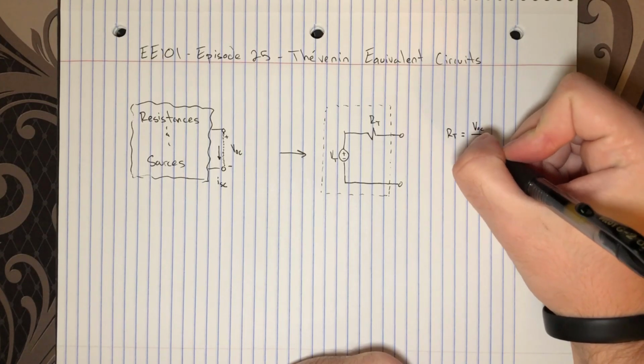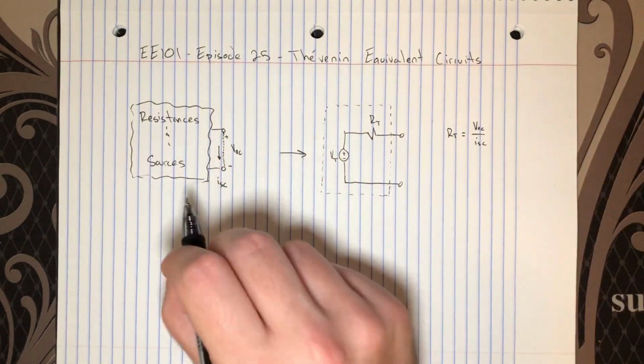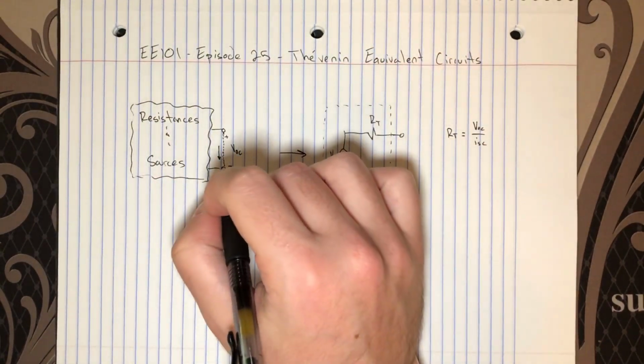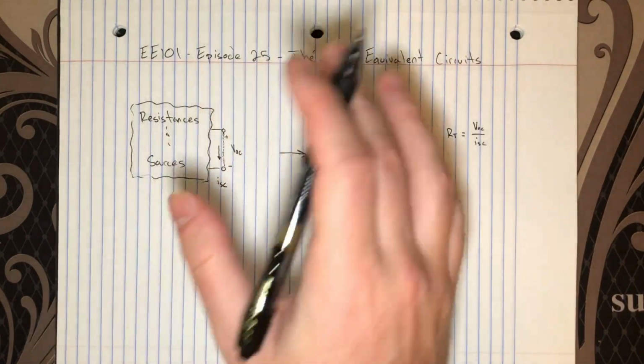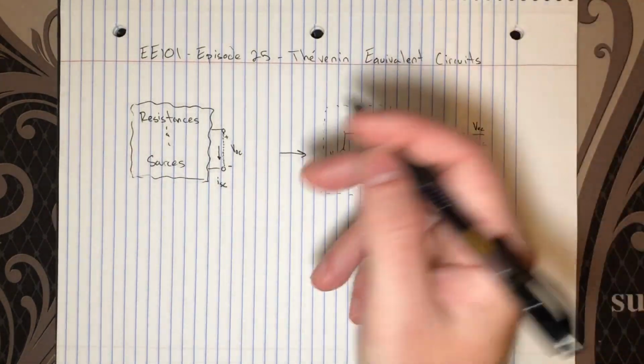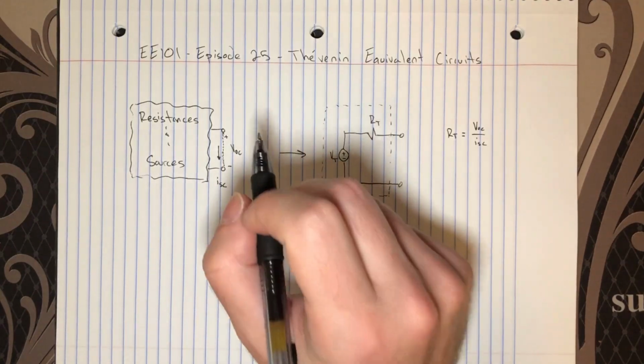VOC divided by ISC. This time you're actually going to change your circuit. You're going to connect a wire across those two nodes, and then you're going to recalculate with some KVL, KCL, some sort of circuit analysis, what the current would be flowing through that short circuit.